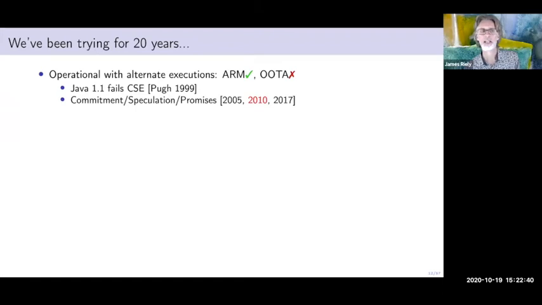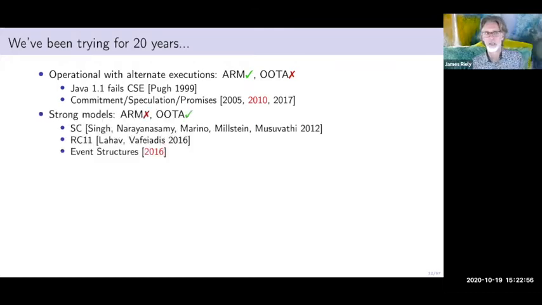All right. People have been working on this problem for a very long time. I'd say this really started off in 1999 when Pugh noticed that common subexpression elimination failed in the JMM, and that resulted in the JMM and then its children. There's also these strong models which have sort of the reverse properties. They behave the way you expect. They're good for programmers, but they're bad for implementers. And these include sequential consistency itself and some other models. And you can see our work here at both ends of this in 2010 and 2016.